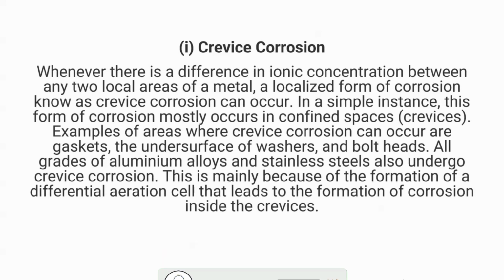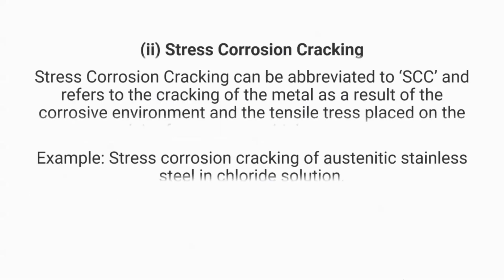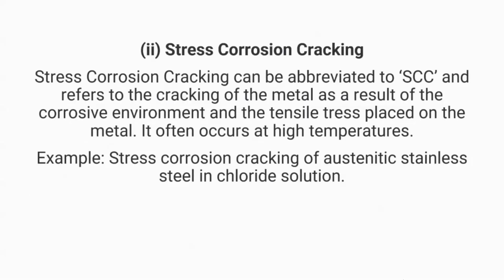All grades of aluminum alloys and stainless steels also undergo crevice corrosion. This is mainly because of the formation of a differential aeration cell that leads to the formation of corrosion inside the crevices. Stress corrosion cracking. Stress corrosion cracking can be abbreviated to SCC and refers to the cracking of the metal as a result of the corrosive environment and the tensile stress placed on the metal. It often occurs at high temperatures. Example: stress corrosion cracking of austenitic stainless steel in chloride solution.